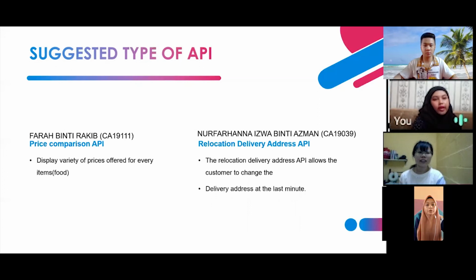Relocation Delivery Address API. The Relocation Delivery Address API allows the customer to change the delivery address at the last minute. The Foodpanda system only allows the customer to change the delivery address before checkout, but not after the order is dispatched. Therefore, the relocation delivery address is useful to prevent order cancellation.